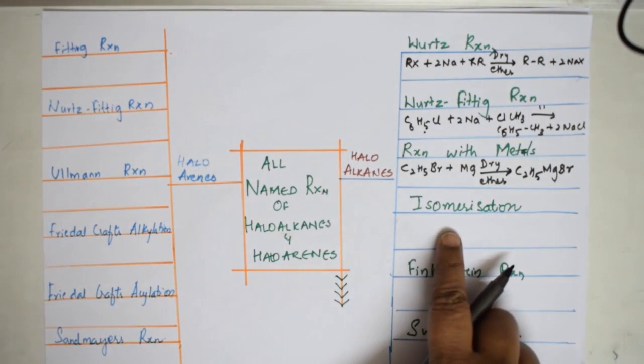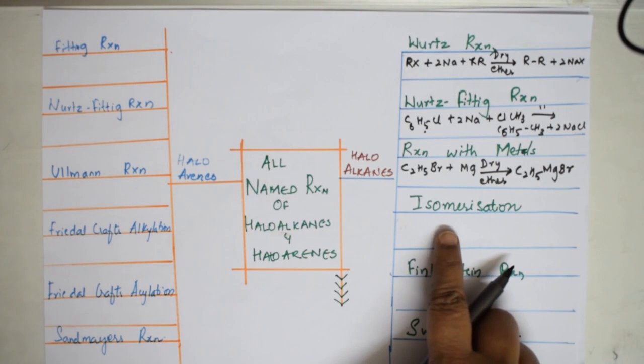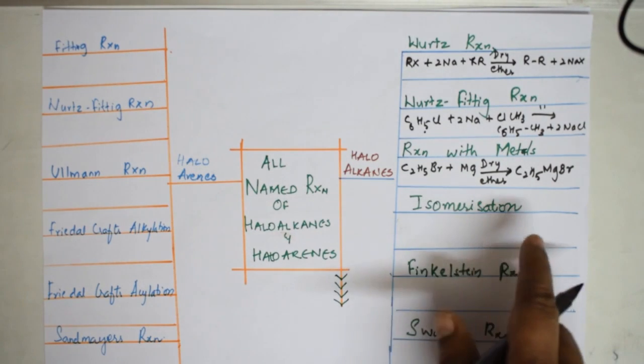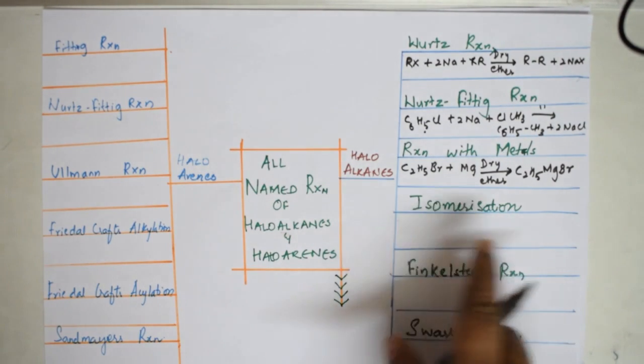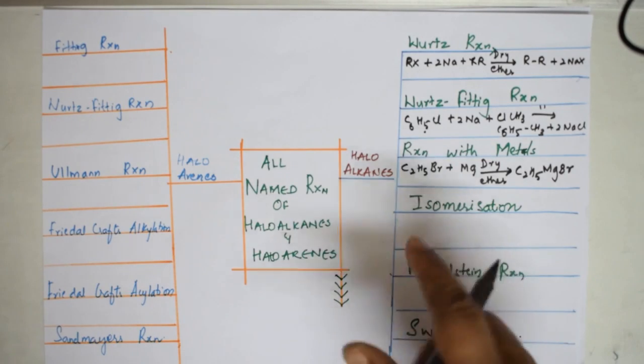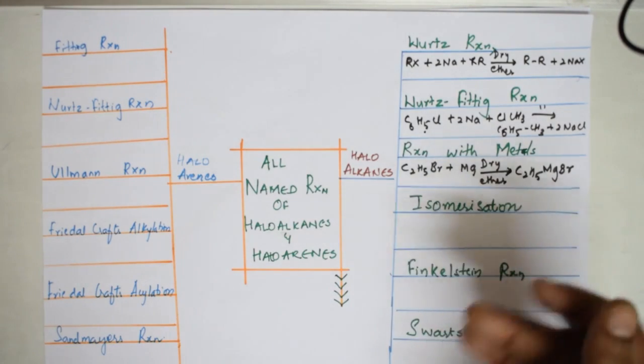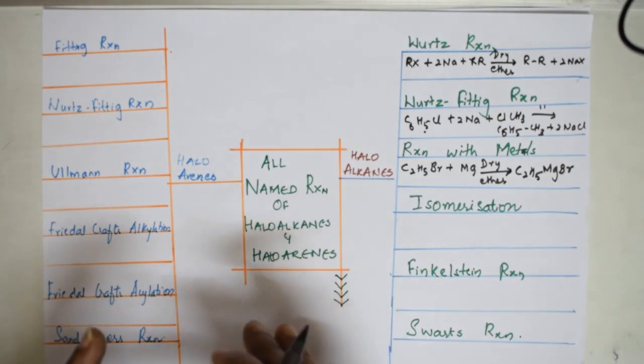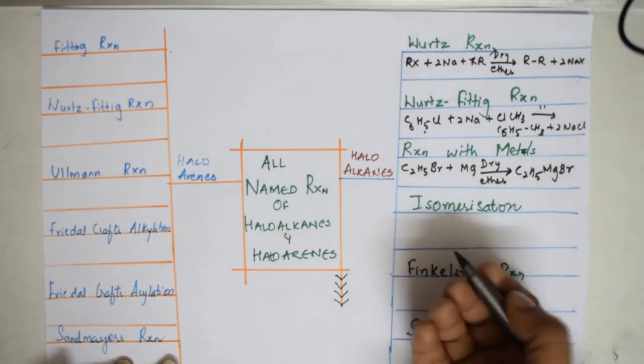Now, next name reaction is isomerization reaction. Isomer means having the same molecular formula but difference in arrangement of the functional group. Whichever functional group, you will place it at one position in this case, and in the next case you will write the isomer. It's simple.